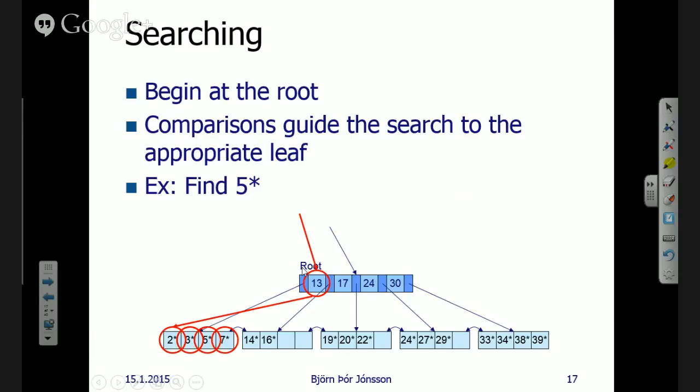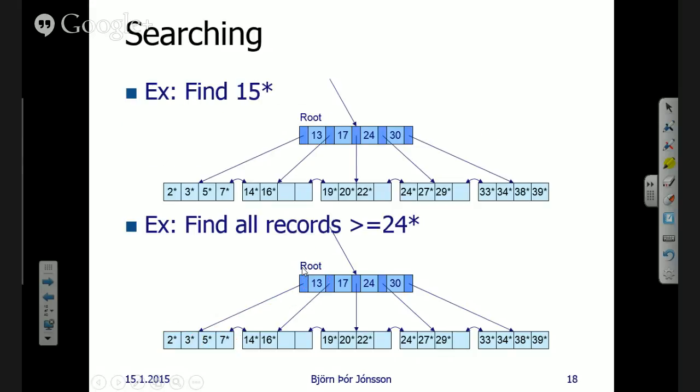Now, if you have a unique index, you're done. If you don't have a unique index, you might have to continue. You want to find 15, you compare 15 to 13, it's larger. Compared to 17, it's smaller. So you go down here. Start at the beginning, you compare to 14. Okay, not 14, you compare to 16. 16 is larger, so you're done. That's it. It's not in the tree.